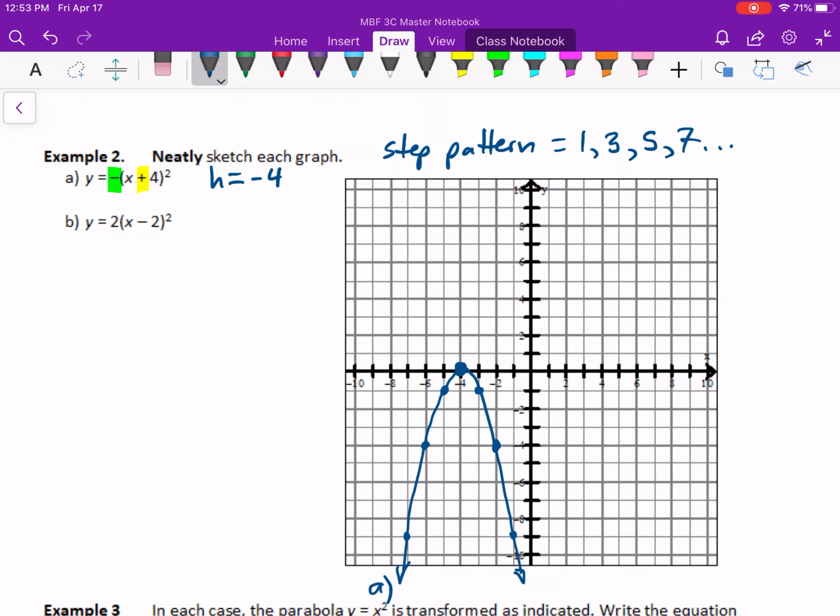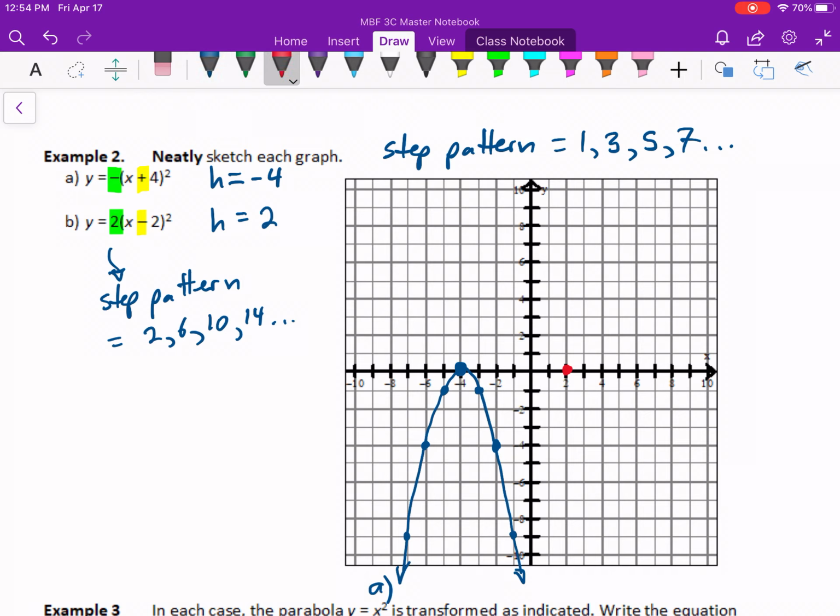Okay, let's do part B. This one's h value is +2, because again I'm going to change that negative sign to a positive sign, so the vertex moves over to +2, 0. And then if I look at the a value, it's positive, so that opens up, but it's also a 2, so that means I'm going to double my step pattern. What does that mean? Well, that means it's going to become 2, 6, 10, 14, and so on, if I had more room, because I'm doubling the 1, 3, 5, 7.